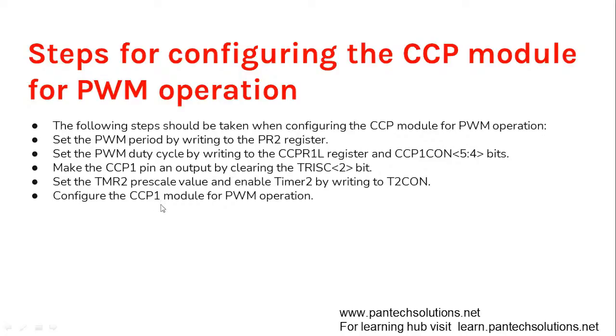Let me repeat again. First, set the PWM period by writing to the PR2 register. Then set the PWM duty cycle by configuring the CCPR1L register and bits 5 and 4 of CCP1CON. Make the CCP1 pin an output by clearing TRISC, configuring the TRISC bit 2 pin as an output. Set the TMR2 prescale value and enable Timer 2 by writing to the T2CON register. Configure the CCP1 module for PWM operation. So these are the steps for configuring the PWM operation.